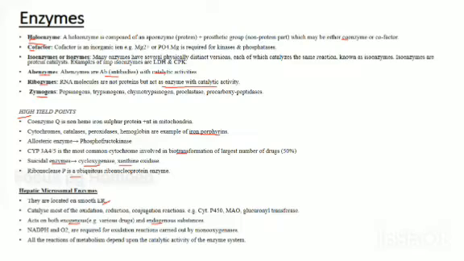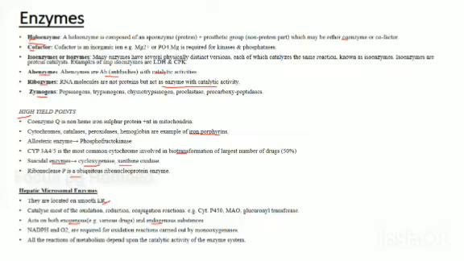Next term is cofactor. What is a cofactor? It is an inorganic ion like manganese, phosphate, and they are required in different reactions. Isoenzymes or isozymes, what are these? These are physically distinct versions which are used for catalysis, and they are protein catalysts. Examples are LDH and CPK. Abzymes are antibodies with catalytic activity.